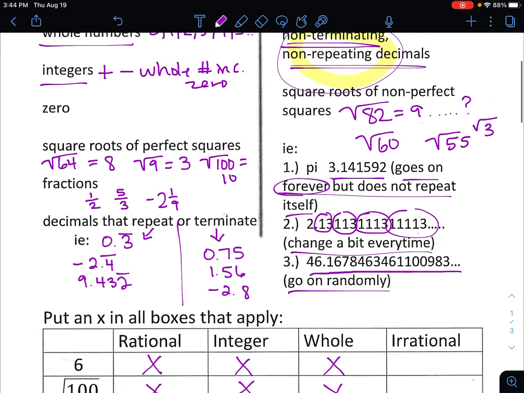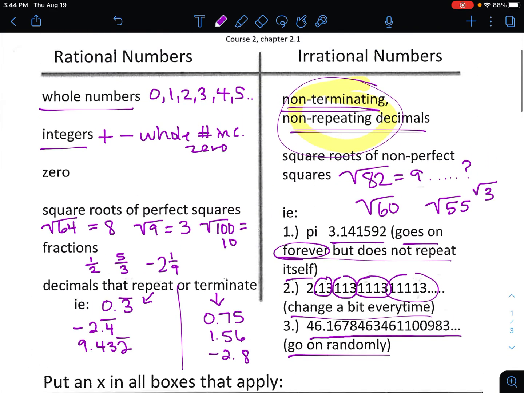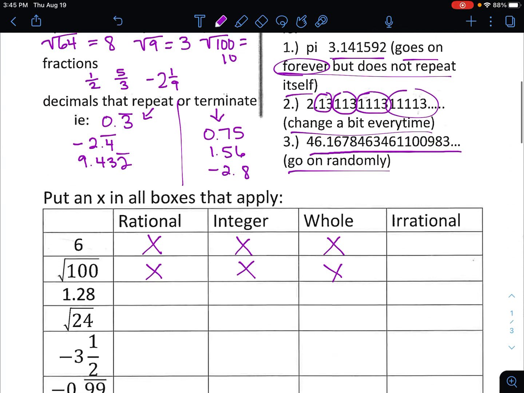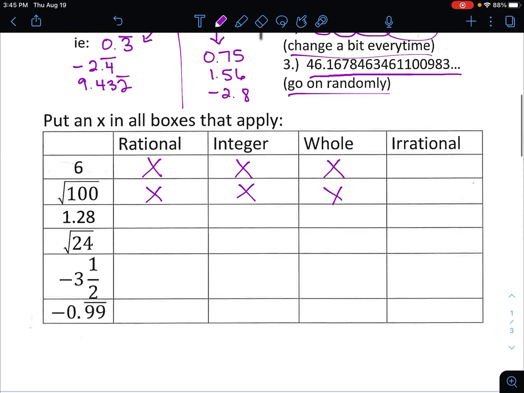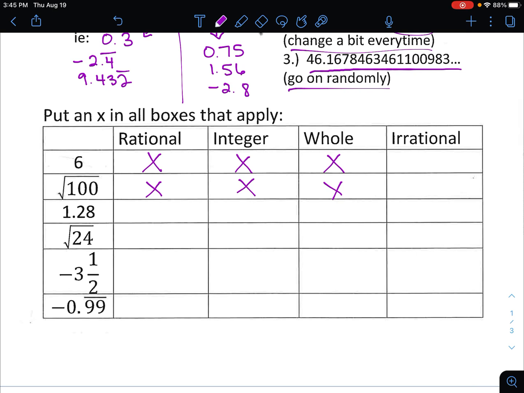1.28, remember that in our list, decimals, if they repeat or terminate, meaning either they go on forever in a repeating fashion or they don't go on at all and they end, they are rational. It's not an integer though because that's a positive or negative whole number. It's not a whole number because it's not a whole number, so therefore it's just rational.